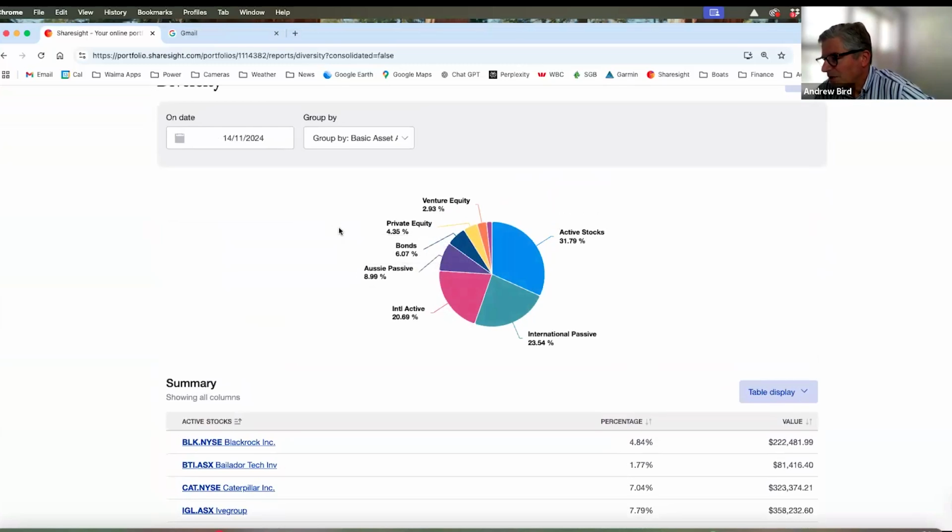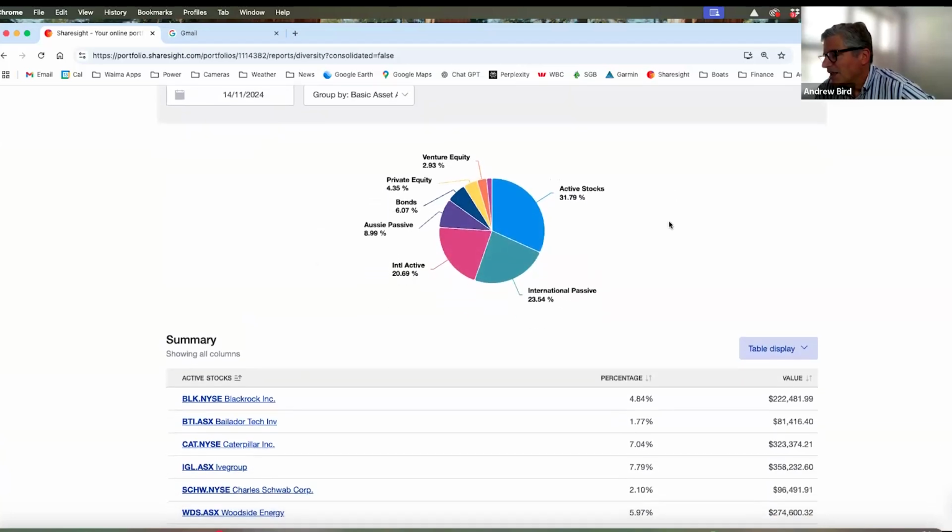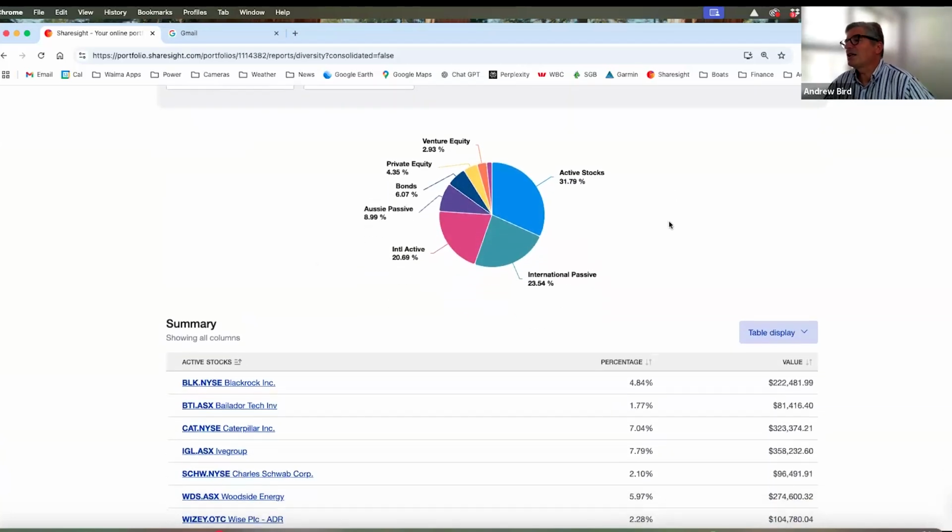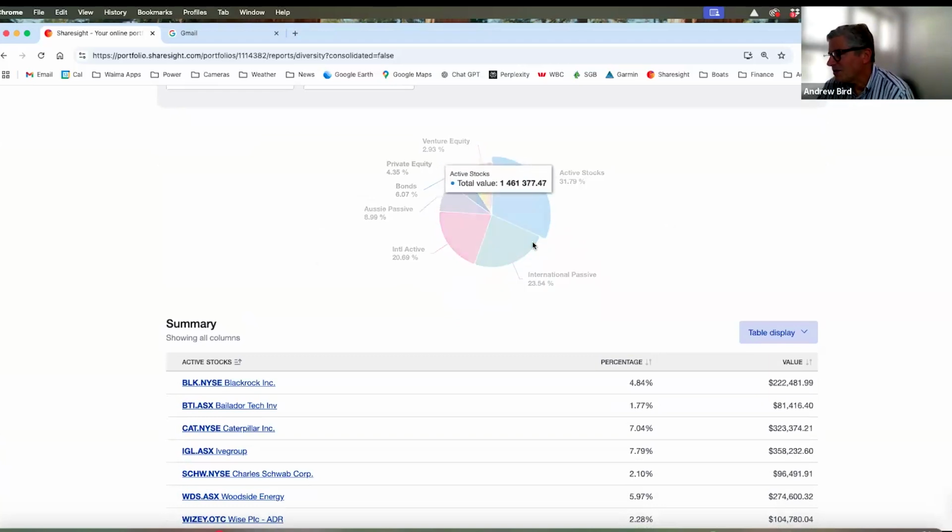Australian equities, 10, Australian passive, under 10, bonds, 6, and then the private equity there. So you can see it's probably not your classic asset allocation that your friendly financial advisor might recommend, particularly for someone heading into more pension mode. But it reflects the fact that I've been quite growth oriented and prepared to take on some risk. Overall, I've been pretty happy with the returns. So to me, it's been worth it.